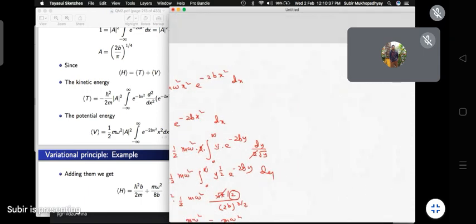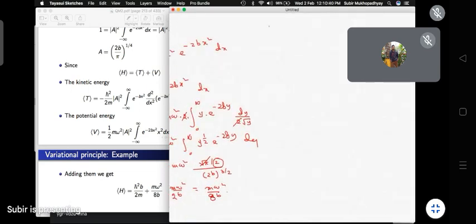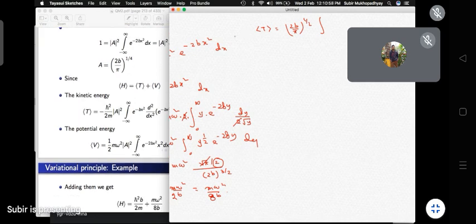And what happens to the kinetic energy? Just one, I will do it very fast. Wait a minute. T is equal to mod a square. Mod a square is 2b by pi to the power half. Then the equation e to the power minus 2bx square. So if I take e to the minus bx square, that means minus 2bx whole square. So there is an h bar square by 2m also. Then e to the power minus 2bx square dx.